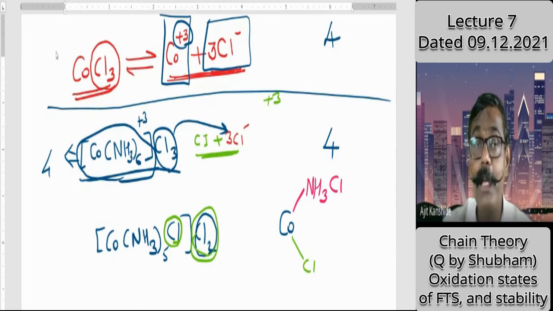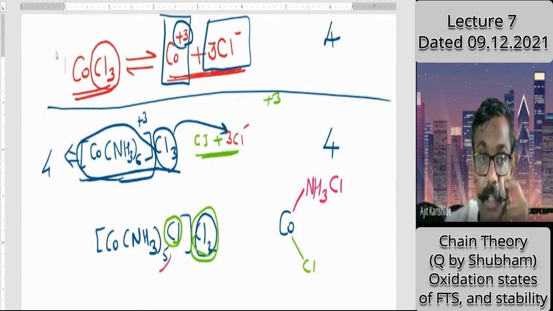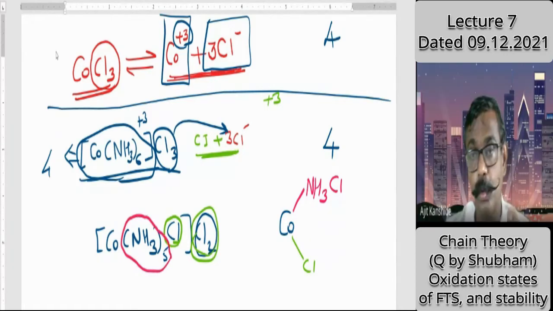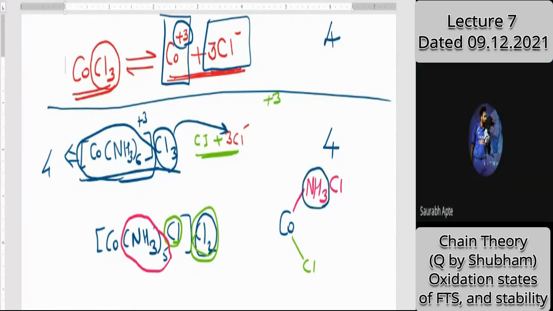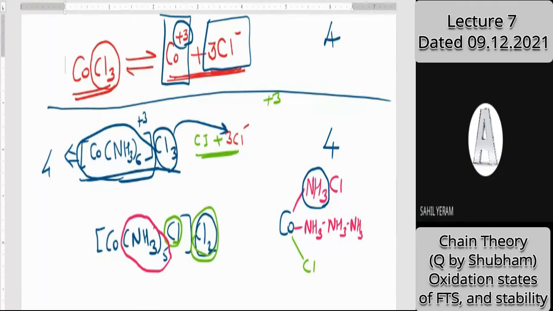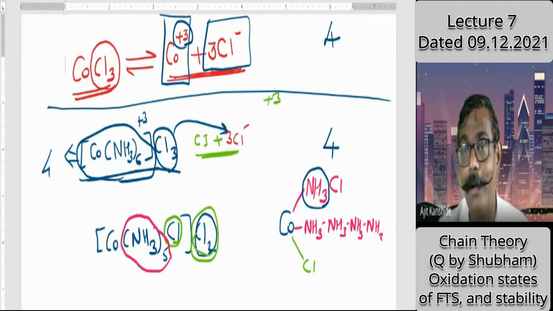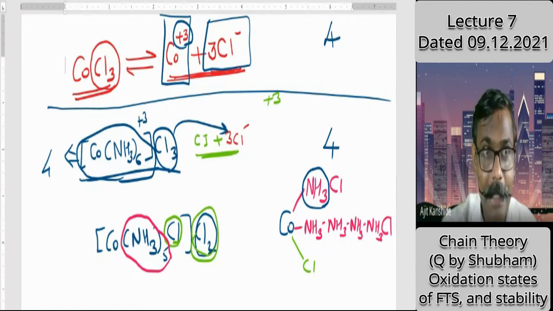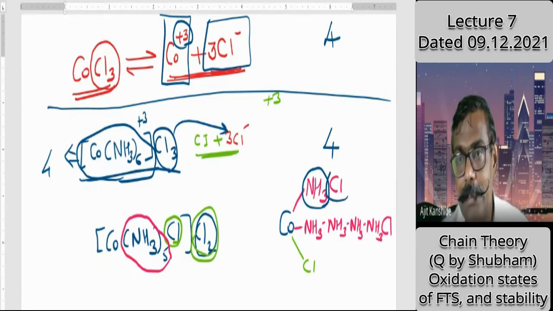Let us see the total number of ammonia in this structure, in this molecule. Help me. How many ammonia are there? Five. Out of that, how many had I already considered here? One. How many are left? Four. So these 4 ammonia and 1 Cl, they are saying by chain theory, it is ionizable.